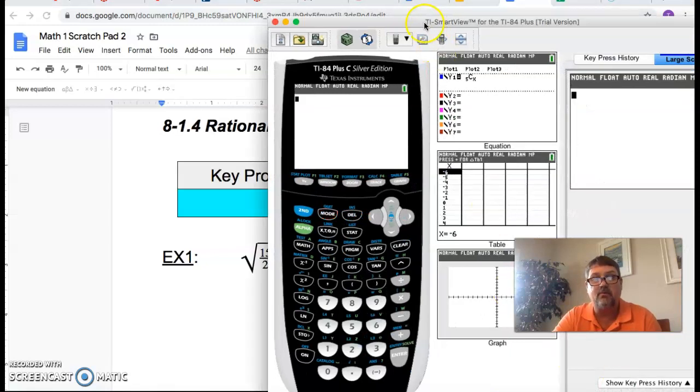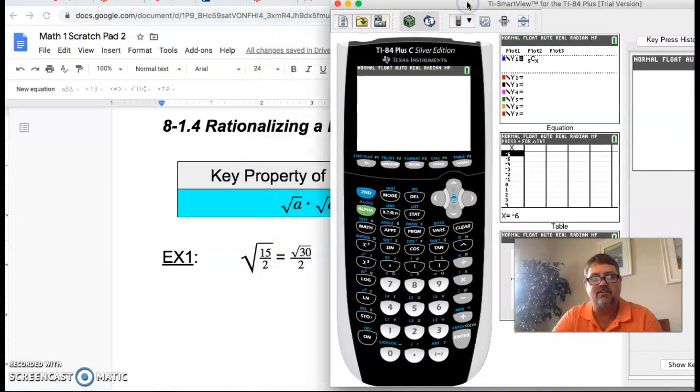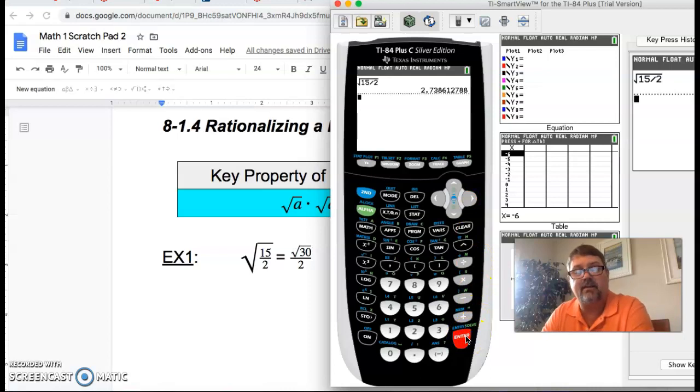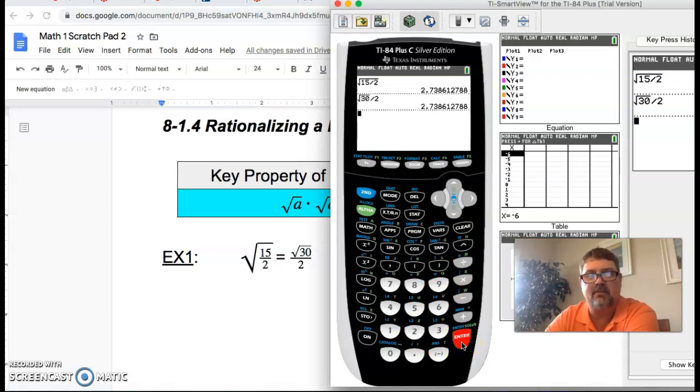This is not a foolproof method because you could have it simplified incorrectly and still have the same value. But one way to convince yourself that you're doing something right here is to find out what the value of the square root of 15 halves is. So I'm going to put my 15 in there and divide it by 2, keep it inside the radical, and hit enter. And you'll get a decimal approximation like that. Now take your new version, and I'm going to divide that by 2, noticing I came outside the radical with that division, and you get exactly the same approximation, and that's an indication that you're doing this right.